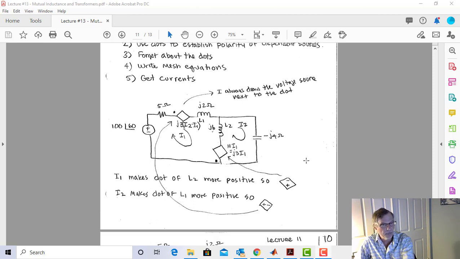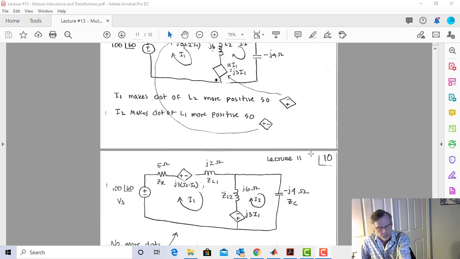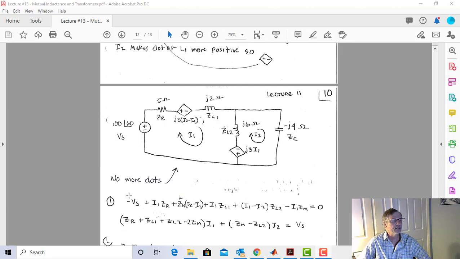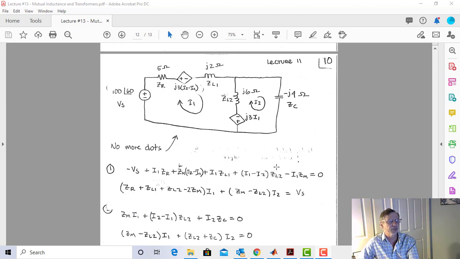The next step is to forget about the dots. I got a circuit design problem. No more dots. So here we go. Negative Vs plus I1 ZR plus ZM, which is J3, times I2 minus I1, plus I1 ZL1 plus I1 minus I2 ZL2 minus, because look, I'm going minus to plus as I'm going around here, I1 ZM equals 0. Gather up all your like terms and move on to the next one.